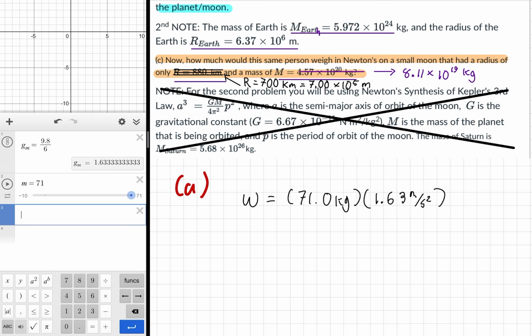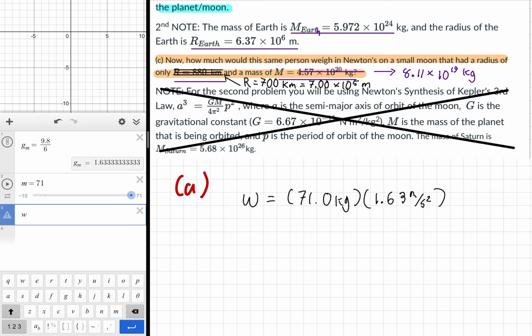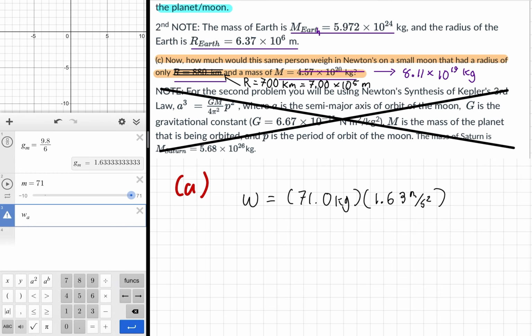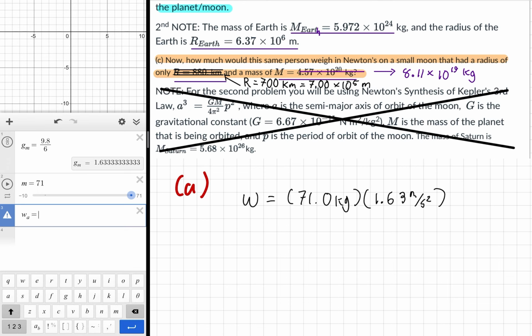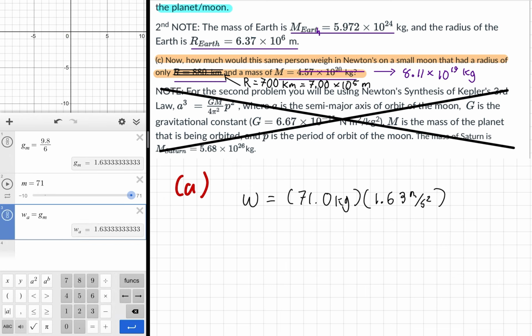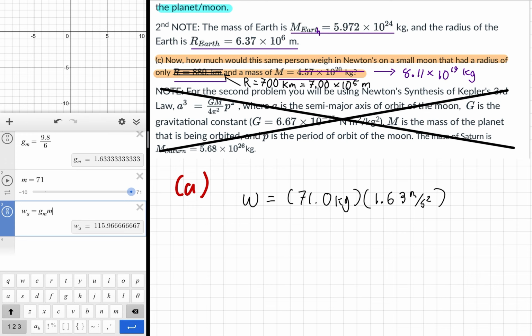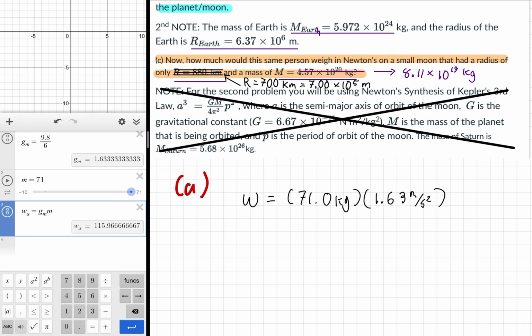Sure enough, our weight, and I'm going to call this subscript A, just to tell myself that it is for part A, our first stop on our intergalactic journey. So we have our G with a subscript of M, and you can actually define uppercase subscripts. They would be separate, so if I had a G with a subscript of uppercase M, it could be saved as a different number, and Desmos would distinguish between the two. And then our little m, no subscript, because there's only one m.